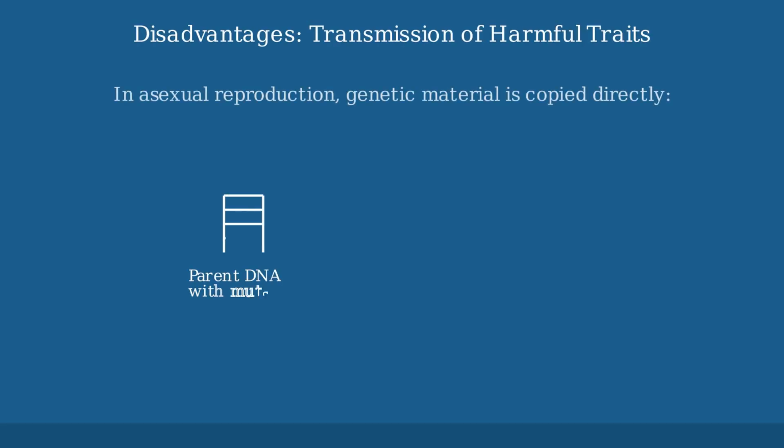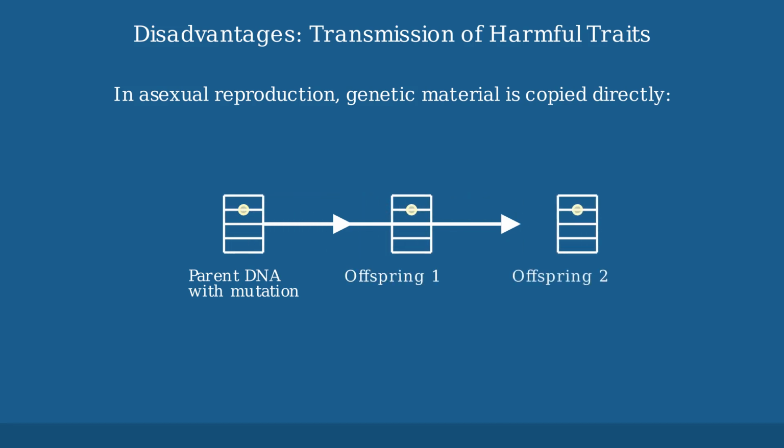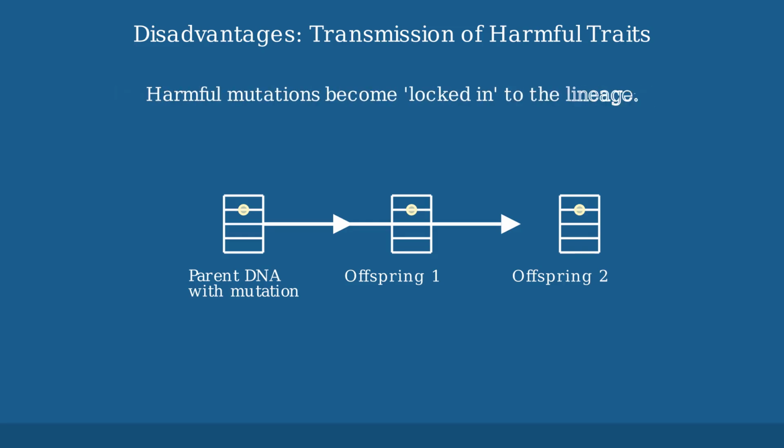In asexual reproduction, one significant disadvantage is the guaranteed transmission of harmful genetic traits. Unlike sexual reproduction, which allows genetic recombination that might eliminate harmful traits, asexual reproduction creates exact genetic copies. This means that any harmful mutation in the parent organism will inevitably be passed to all offspring, becoming locked in the lineage. This phenomenon is known as Muller's ratchet, named after the geneticist Hermann Joseph Muller.